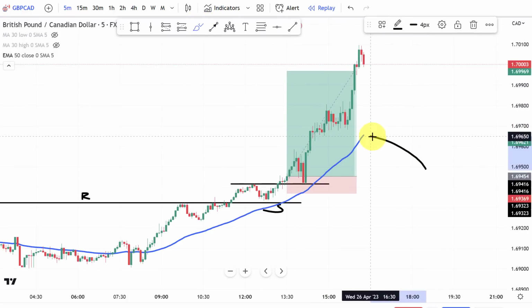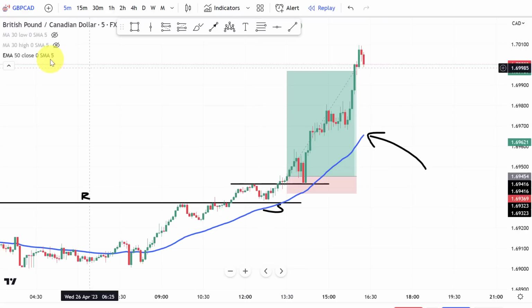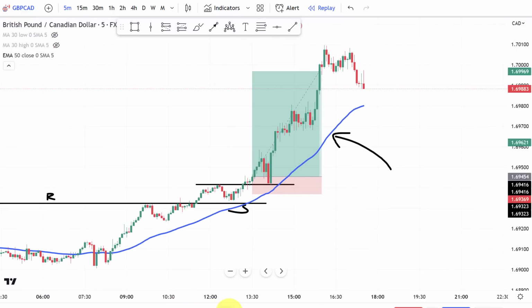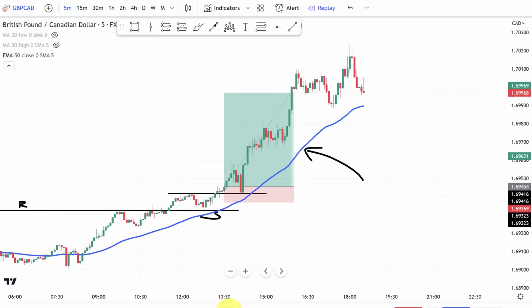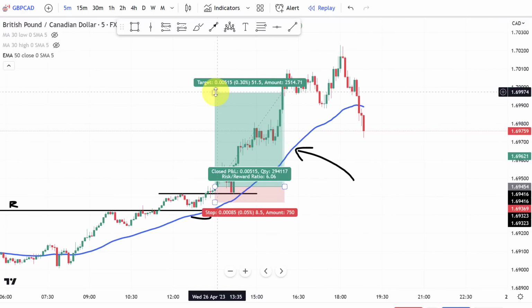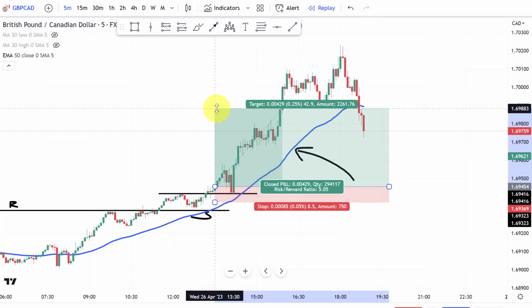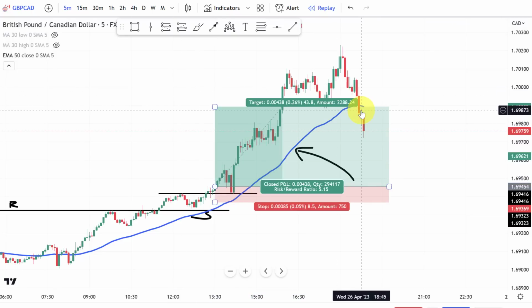Of course, this is just one example. We could also choose to use the 5 minute 50 EMA in this case for our trend management. Let's just see how this would have played out. So when the market is breaking the moving average, in this case it's here. So you can see this would have given us a 5-to-1 reward to risk ratio when the market broke the moving average.